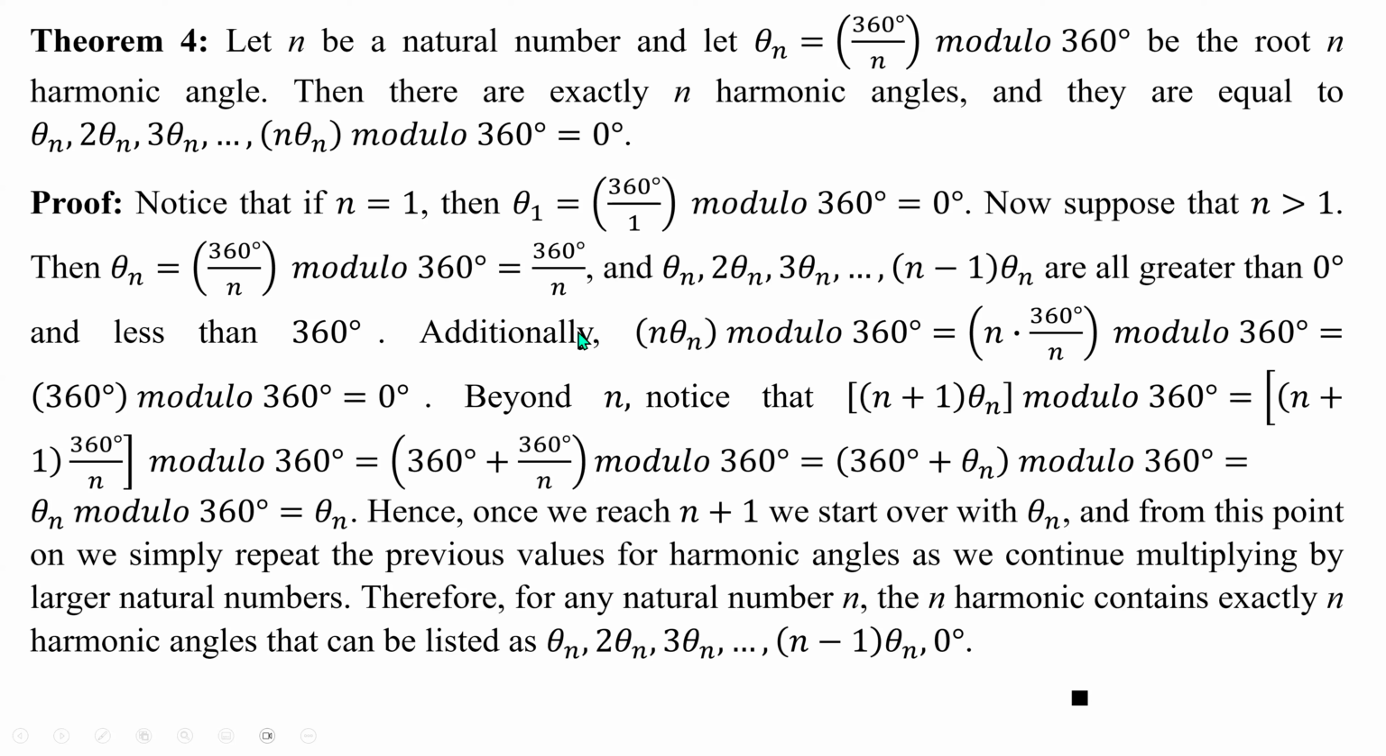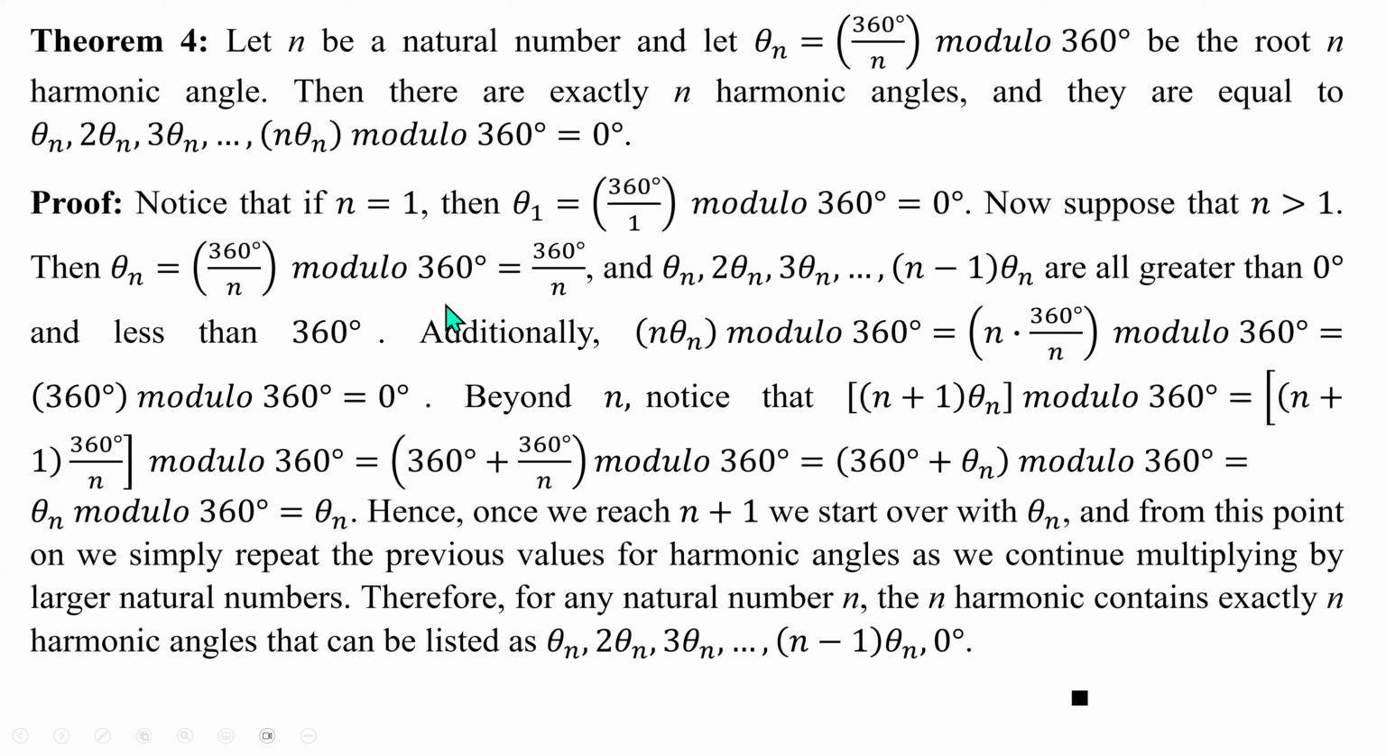Now suppose that n is greater than 1. Then theta sub n is equal to 360 degrees over n modulo 360 degrees, but that's just going to be equal to 360 degrees over n. Why? Well, if n is bigger than 1, 360 divided by n is going to be less than 360. So this expression is actually the remainder you get when you evaluate this modulo 360 degrees. Okay, and theta sub n, 2 times theta sub n, all the way out to n minus 1 times theta sub n, are all greater than 0 degrees and less than 360 degrees.